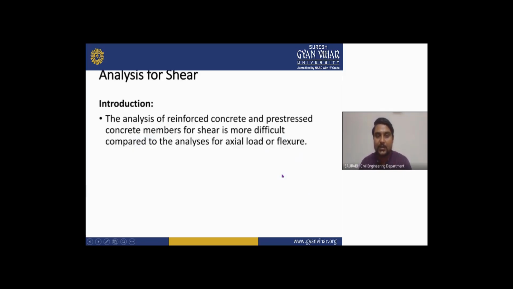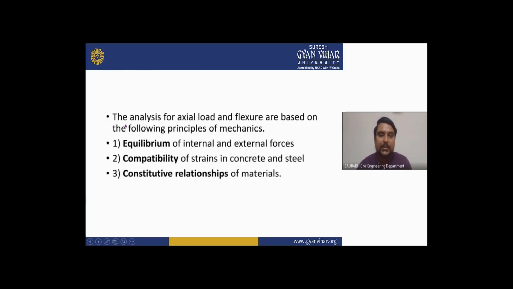Now we will see the analysis on the basis of shear. First, introduction. The analysis of reinforced concrete and pre-stressed concrete members for shear is more difficult compared to analysis for axial load or flexure. The analysis for axial load and flexural load are based on the following principles of mechanics: first one is equilibrium, compatibility, and constitutive relationship of a material.